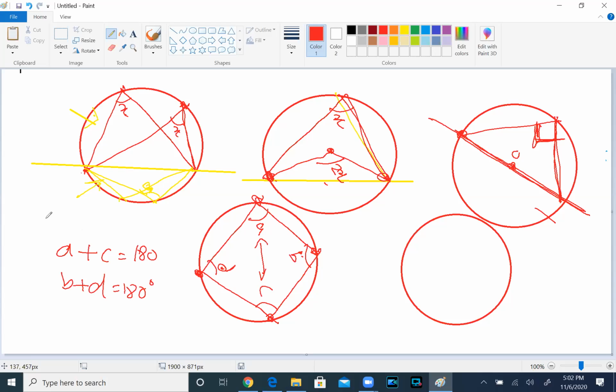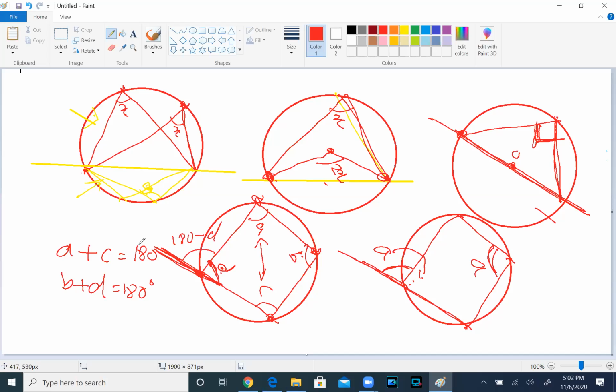So next one is also about the cyclic quadrilateral. When you produce a side of a cyclic quadrilateral, the angle formed by that produced side will be equal to the interior opposite angle. So these two are equal. Obviously, if you just produce this one, because it is a straight line, it is 180 minus D, since we subtract this D to get the 180 degrees.